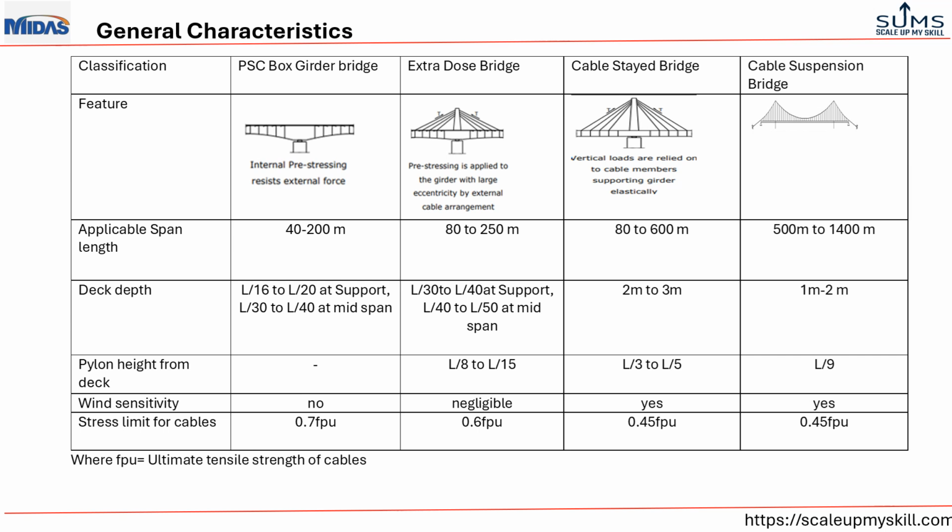And for cable suspension bridge, the applicable span is ranging from 500 meter to 1400 meter. Here the deck depth is very small as compared to even cable stayed bridge. It is 1 meter to 2 meter only. And pylon height from deck is L by 9, which is again lesser than the cable stayed bridge. Wind sensitivity is very high and stress limit for cable is 0.45 FPU. Here FPU is the ultimate tensile strength of the cables.